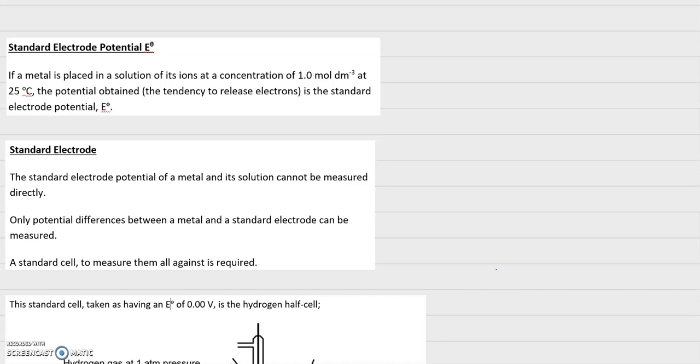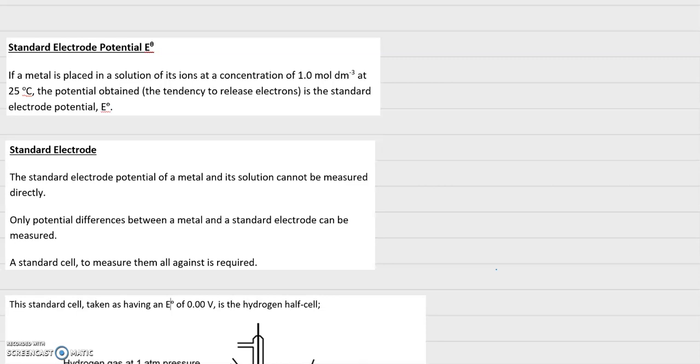Welcome to this video. This video is to teach you what is meant by standard electrode potential of a certain metal and to compare with a certain reference. Why do we want to know about the standard electrode potential? Standard electrode potential itself means the tendency of losing electrons.